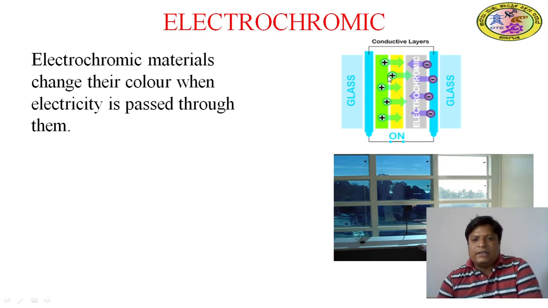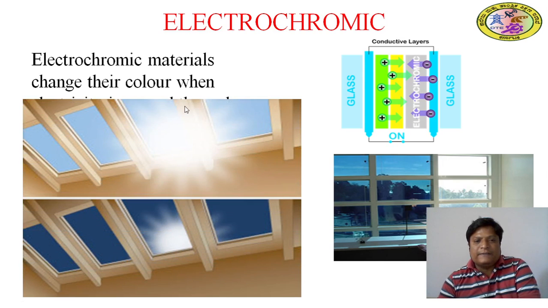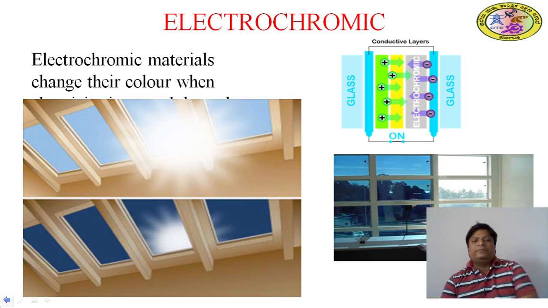The molecules inside will be disordered when non-conducting. When the potential difference is on, or when you give the electricity, these molecules will be arranged in a linear manner. So electricity passes through them and the color changes. Here we can observe the color changes. This is the normal glass. When electricity passes through the glass, the color of the material changes. We can observe it here.